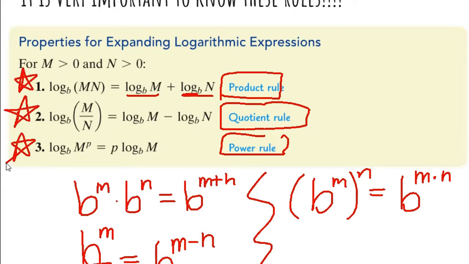Multiplication inside a logarithm is addition of 2 logarithms. Division inside a logarithm is subtraction of 2 logarithms. Notice you're subtracting the denominator. And a power inside of a logarithm comes in front as multiplication.